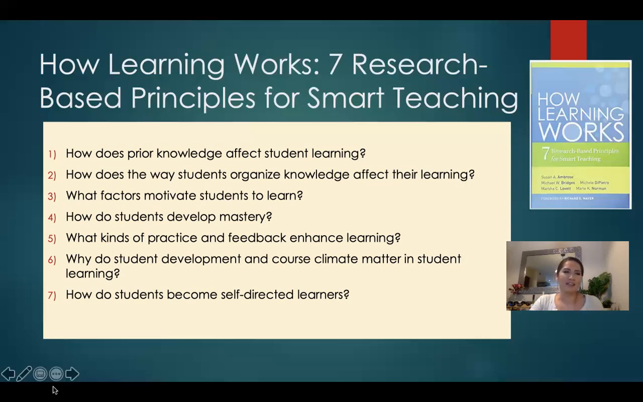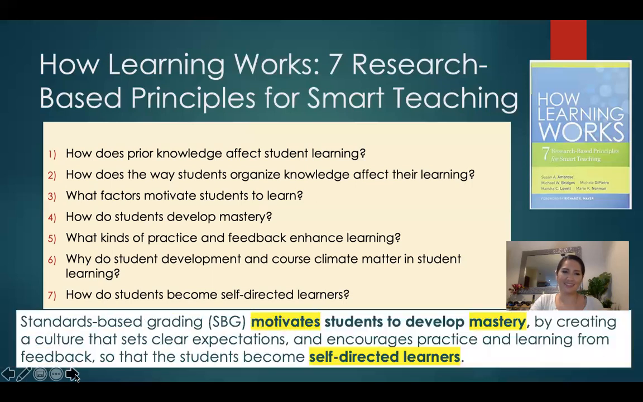The question now is not how to make standards-based grading work online. The question is how to include all of these things that address prior knowledge, organizing knowledge, motivating our students, helping them develop mastery, giving them the types of practice that they need, and the appropriate feedback to enhance learning, and then creating that sense of community and a student's personal development so that the student becomes a self-directed learner. How do we create that online? Those are the questions.